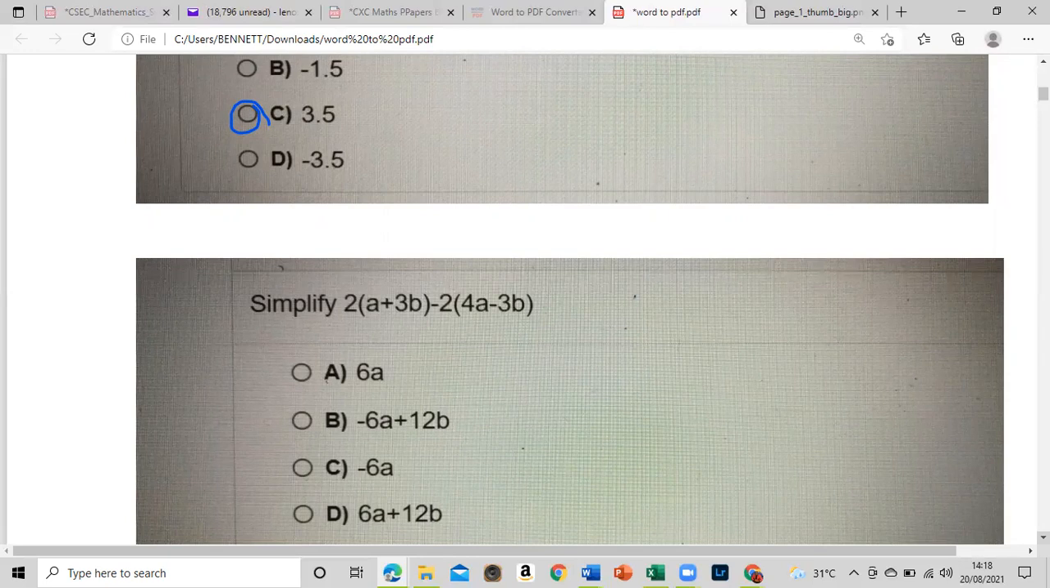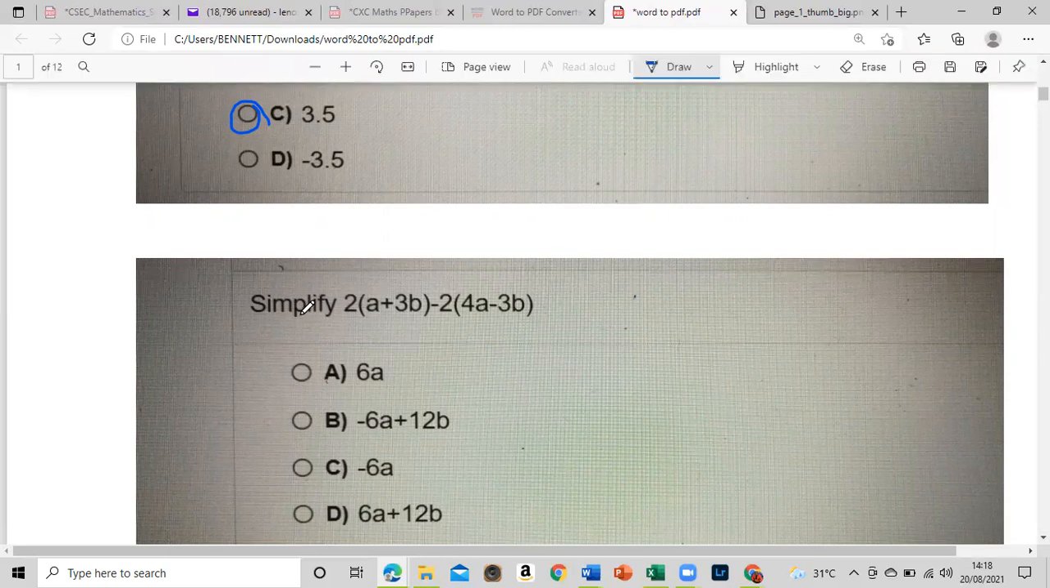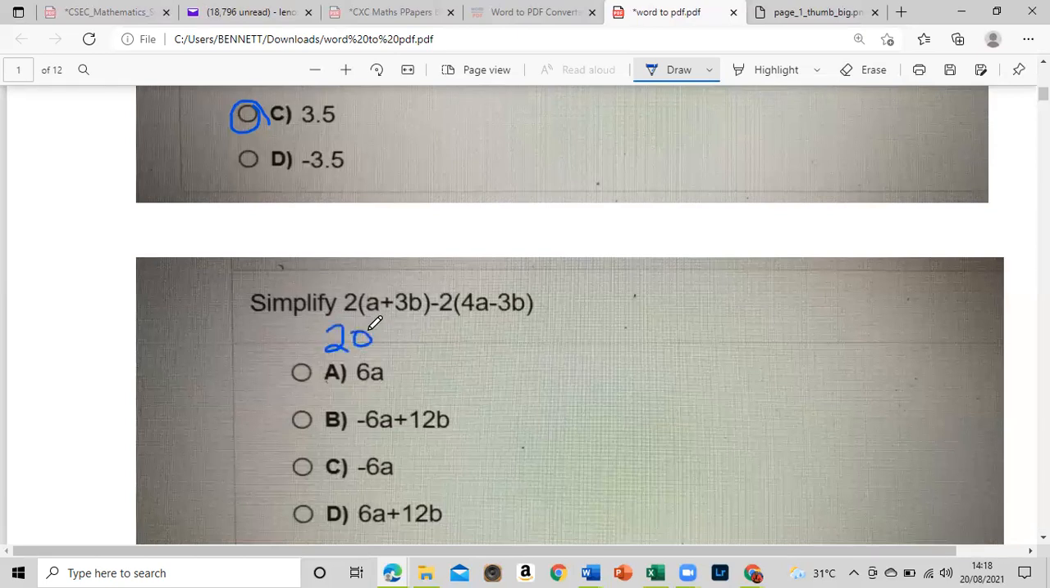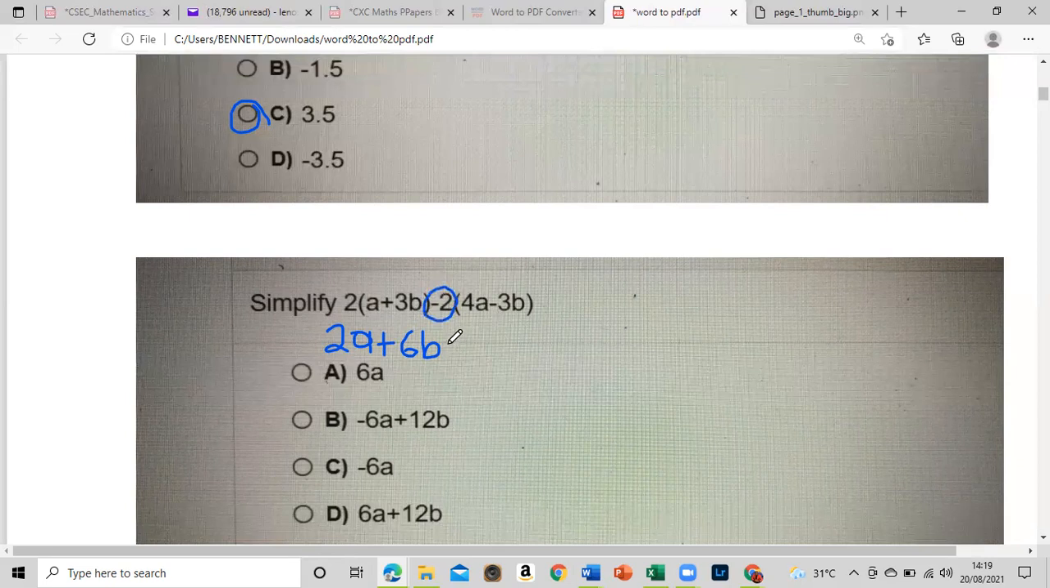All right, so the time is up, so let's go. Let's see. So it says 2 bracket a plus 3b minus 2 bracket 4a minus 3b. So we're gonna expand the bracket. We're gonna multiply 2 times a, which is 2a. What we're doing is multiplying by both terms, 2 times positive 3b. 2 times 3 is 6, and we put our b. All right, this one can be tricky, guys. We are multiplying by negative 2. A negative times a positive gives us negative, 8a rather. A negative 2 times a negative gives us positive, and 2 times 3 will give us 6b.